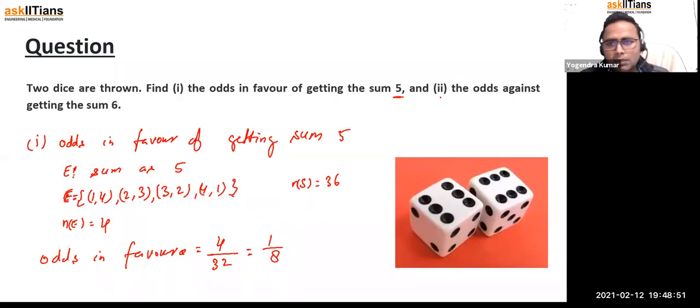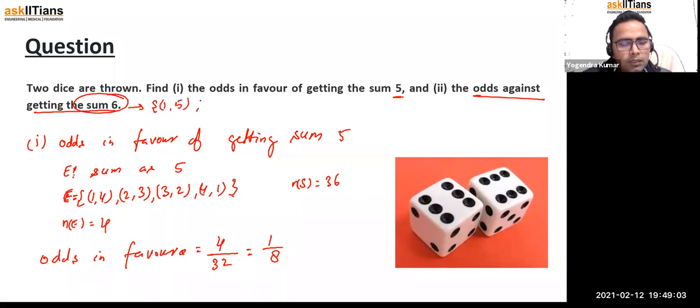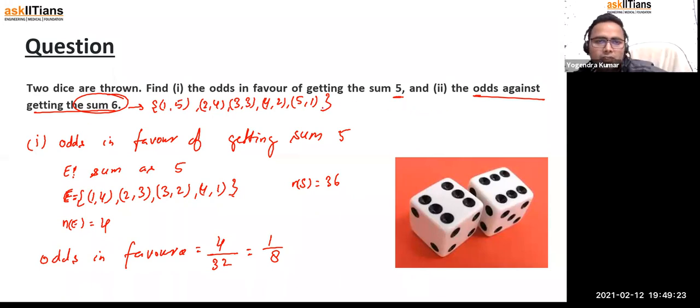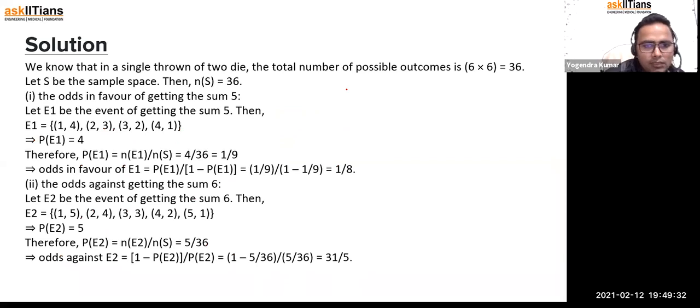Now for the second part, we can see odds against getting sum as 6. So sum as 6 will be what? How can we get it? 1 5, then 2 4, then 3 3, then 4 2, and 5 1. So these are 5 cases. Odds against they are asking, so it means not favorable cases. How many will be there? You can see 5 are listed here. So 31 divided by 5, simple, right? You can see the answer here.